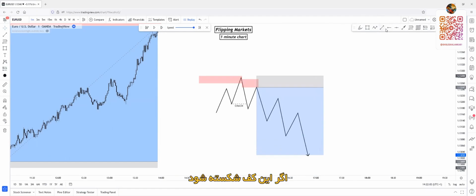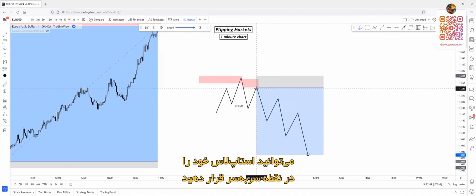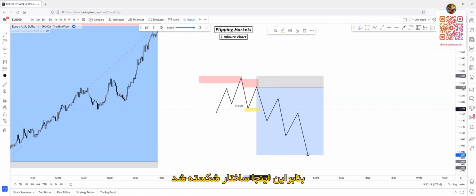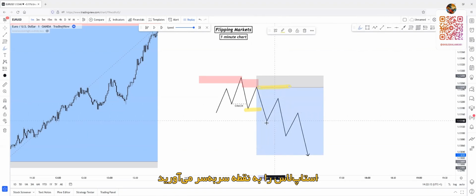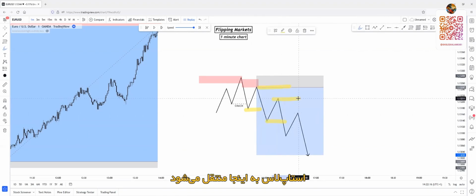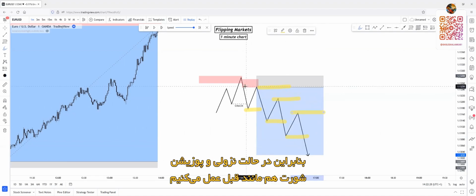Okay, if this low breaks, this one, you will put your stop loss to break even. So break of structure here, stop loss to break even. Break of structure here, stop loss here. Break of structure here, stop loss here. So the same concept goes on for the short opportunities.